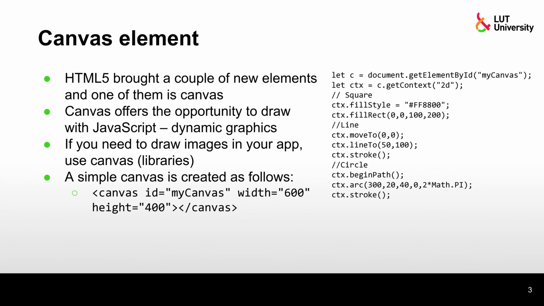And here is the JavaScript code where first we get the element just by getElementById, and then we are taking the context out of that element. We are taking 2D, so we are not building any three-dimensional things, but two-dimensional. Then we are drawing an orange square, and then we are drawing a line, and finally we are drawing a circle with this arc command.